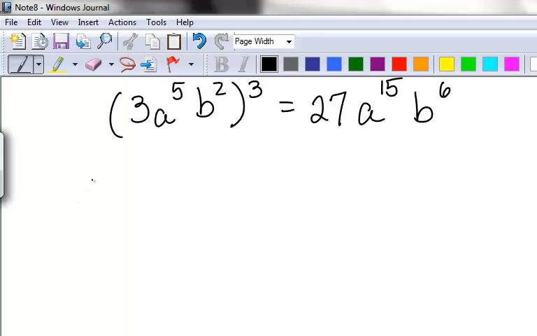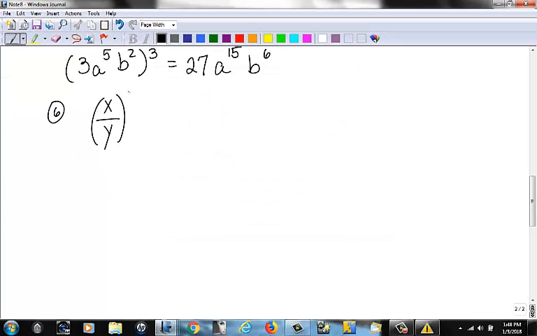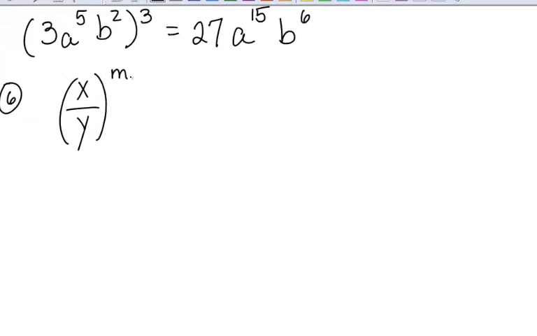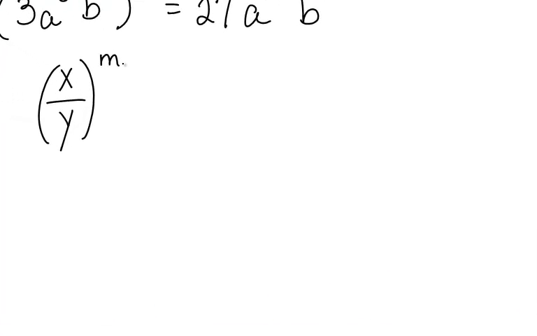Okay, next rule. So you have x divided by y, and that is all to the m power. That m applies to both of them inside. So you're raising each one, so it'd be x to the m over y to the m. And your y cannot be 0 because you can't have division by 0.